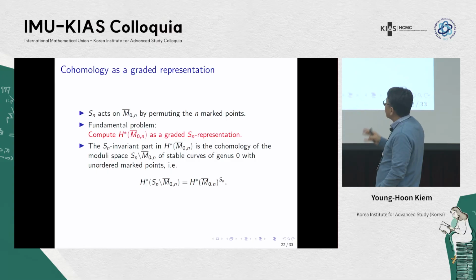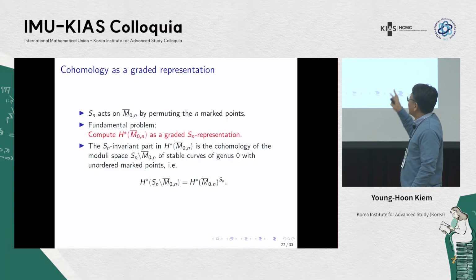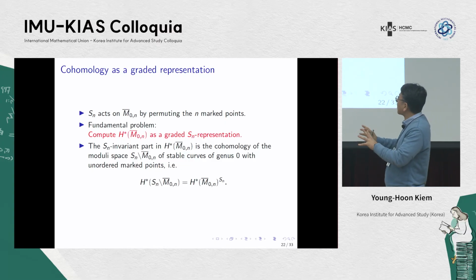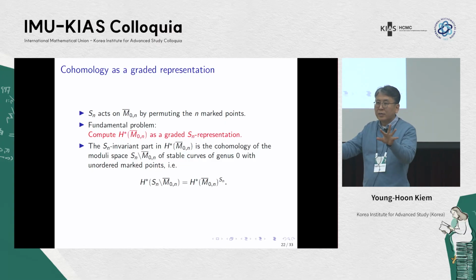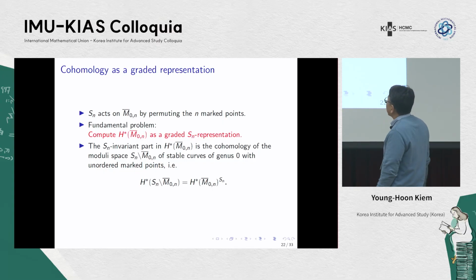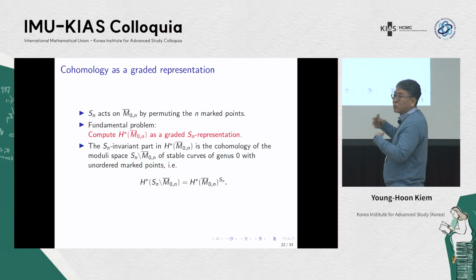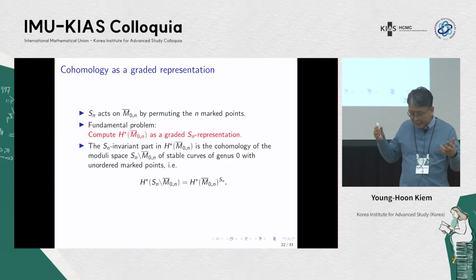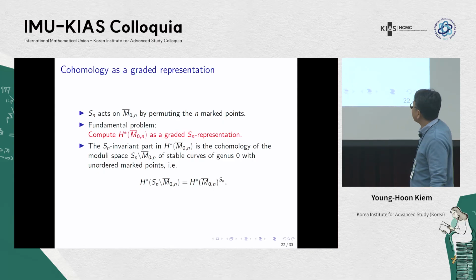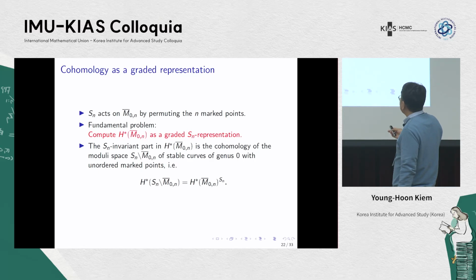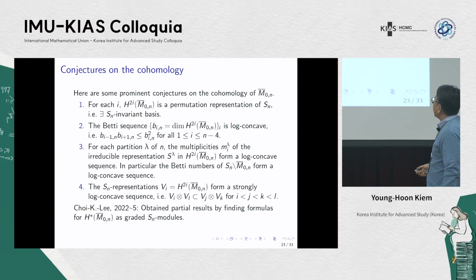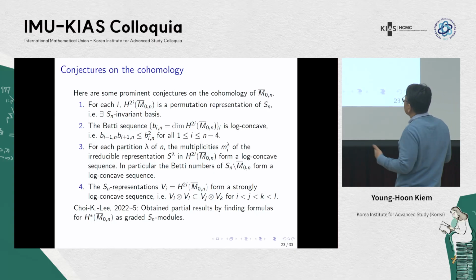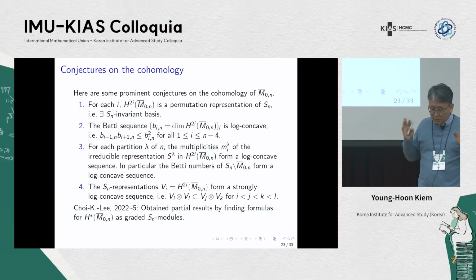Another fundamental issue about the cohomology of M0,n bar is the S_n module structure. S_n, the symmetric group, acts on M0,n bar by permuting the n marked points. So S_n acts on the cohomology of M0,n bar, obviously. So we want to compute the cohomology of M0,n bar as a graded S_n module. Right, so that's what we want to do. And there are many open questions, many conjectures about the S_n module structure of M0,n bar because it's still not well understood.